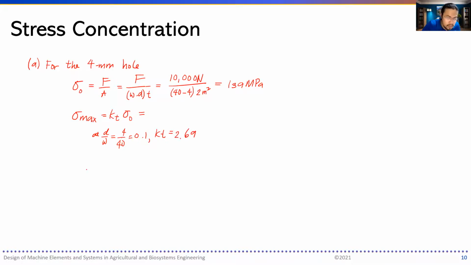It's unitless since it's a factor, and the sigma max is going to be 2.69 times 139 megapascals. It's going to be 374 megapascals.